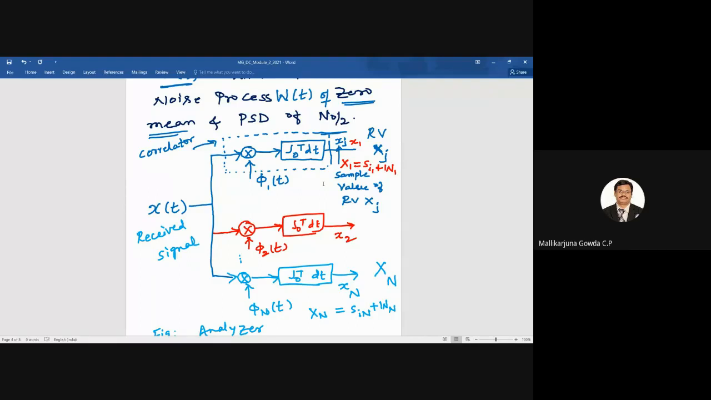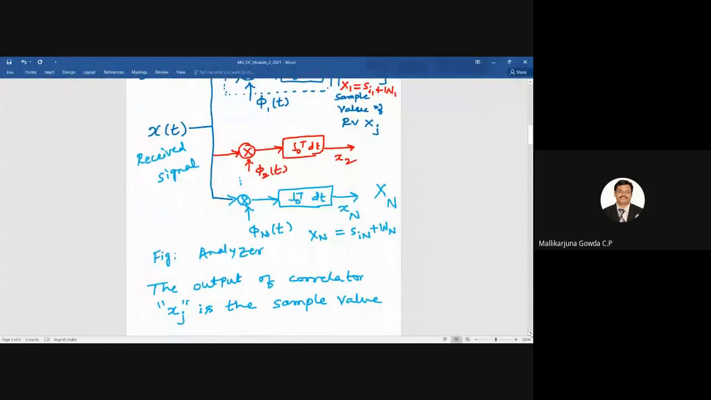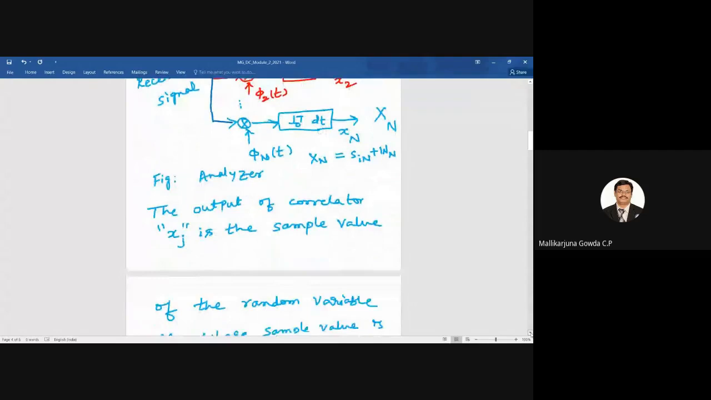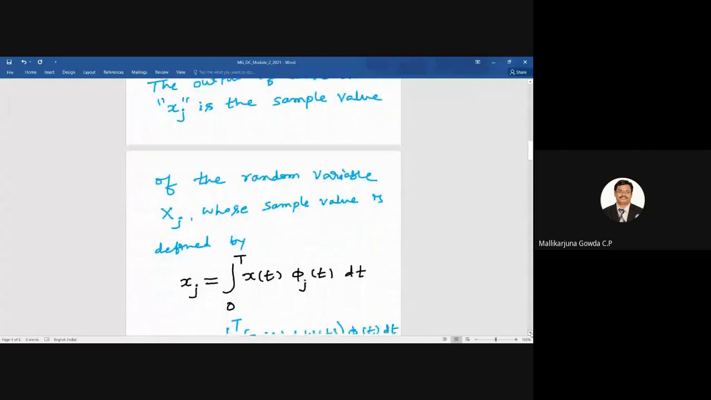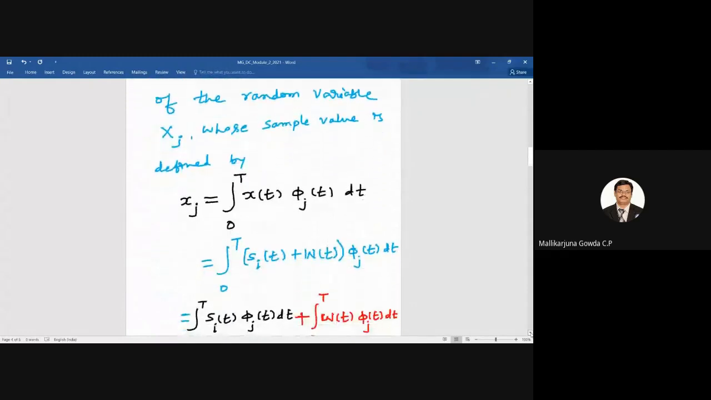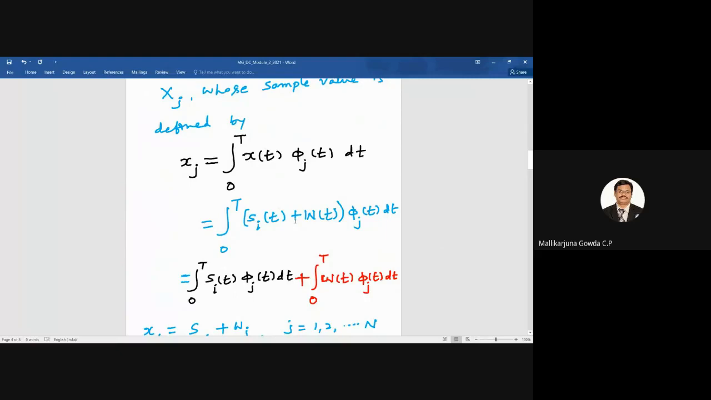Then small xj is the sample value of the random variable capital Xj, which is equal to sij plus wj. We have proved how we get Xj as sij plus wj. The output of the correlator is the sample value of the random variable Xj, so the expression is Xj equals the integral from 0 to T of x of t phi j of t dt. I substituted the value of x of t as si of t plus w of t, and then separated the integration.